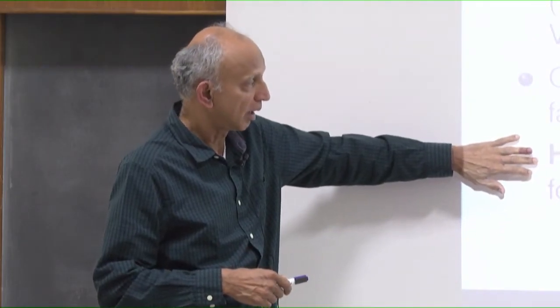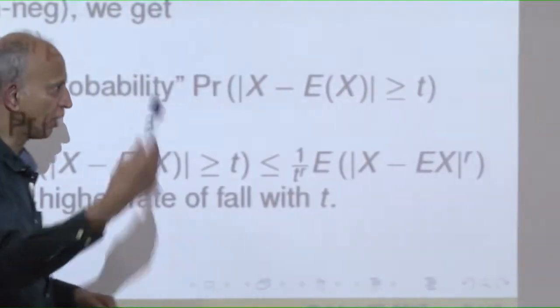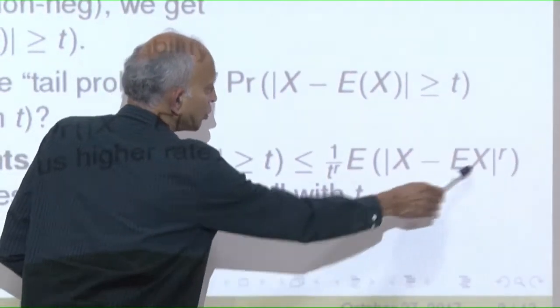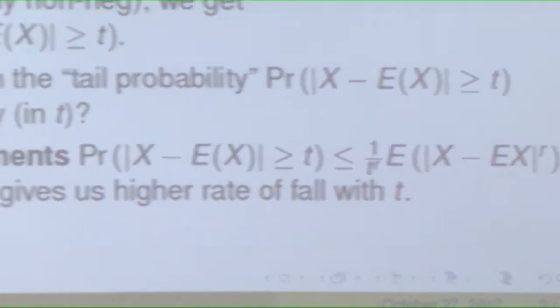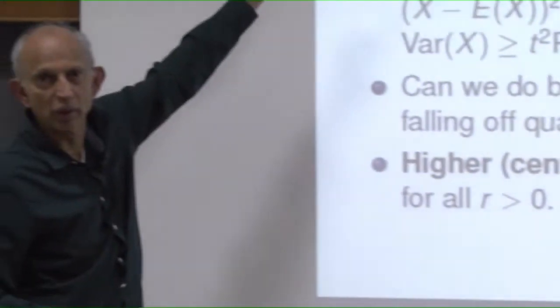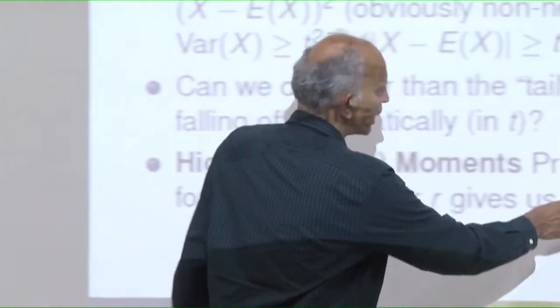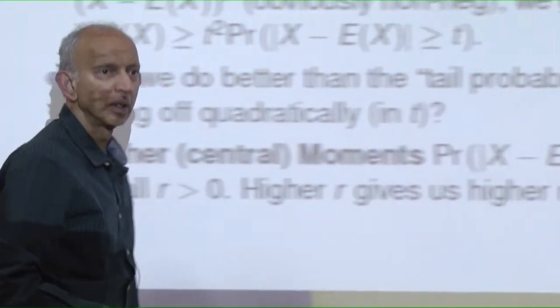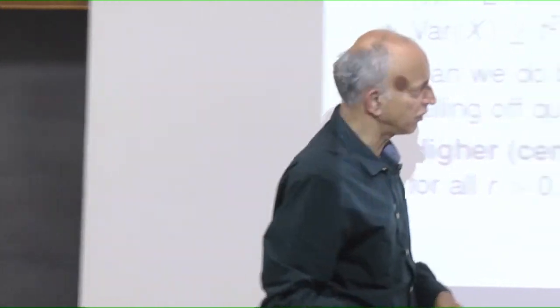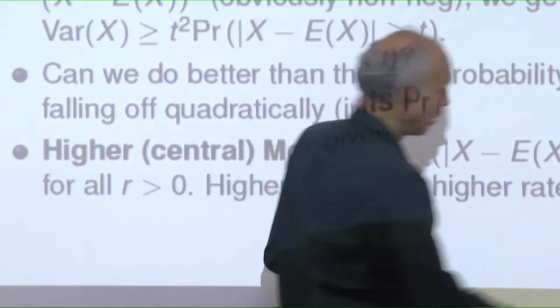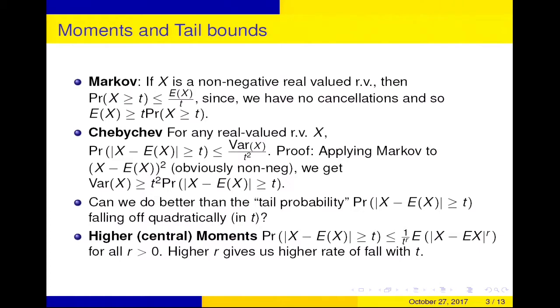So higher central moments. If you take the rth moment, think of r as higher than 2, right? You get 1 over t to the r. That is just by applying Markov inequality to the random variable absolute value of x minus Ex to the rth power. Usually we want to apply it with r even, so we don't have to worry about the absolute value signs there. If r is odd, you need to put that in, but think of it as being applied when r is an even integer. Of course, r doesn't have to be an integer. It's true for any real r, right?